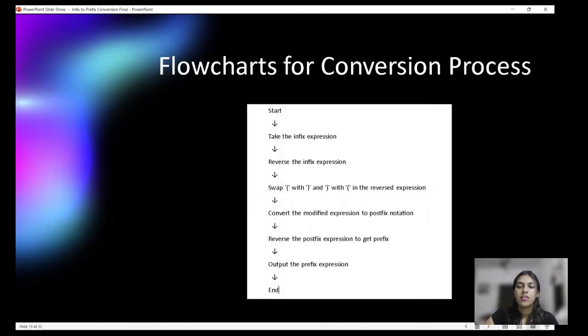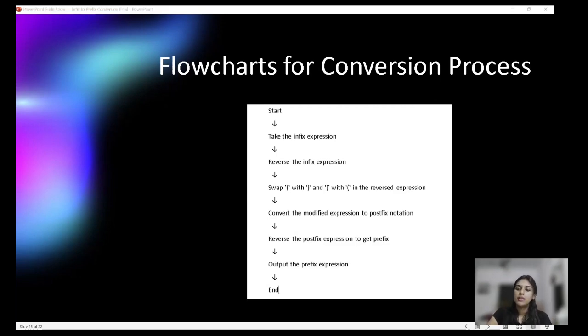Now we see the flowchart for conversion. As I said before, we start with the infix expression and reverse it. Then if there are brackets, we swap the opening bracket to the closing bracket and the closing bracket to the opening bracket. Then we convert the expression to postfix notation, according to operator precedence and associativity. Then we reverse the postfix expression, and we get our prefix expression.